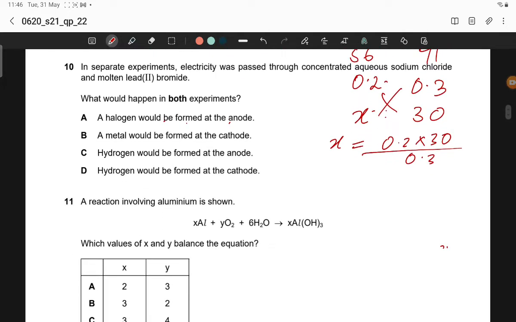Question number 10. In separate experiments, electricity was passed through concentrated aqueous sodium chloride and molten lead(II) bromide. What happens in both experiments? A halogen would be formed at the anode. The anode is the positive electrode and the cathode is the negative electrode.